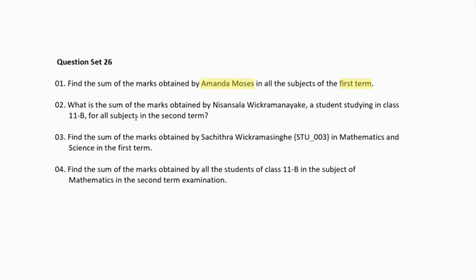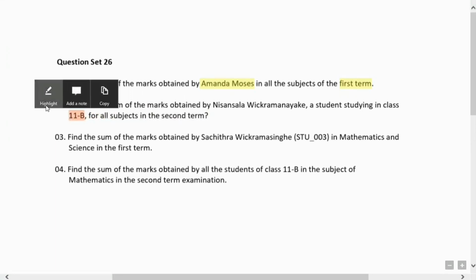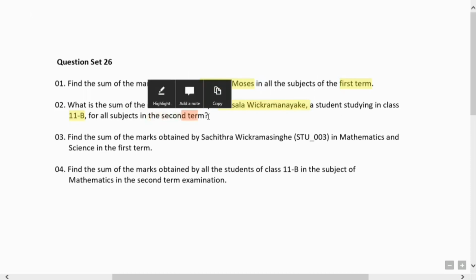So now we are coming to the second one. We have to find the sum of the marks obtained by Nisansala Vikramanayaka, a student studying in class 11B. We have specified the class, so we need to highlight that because that's a condition. We also have first name and last name as conditions, and we need to find all subjects in the second term. So we have a specified term here.